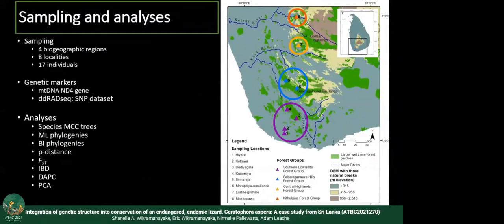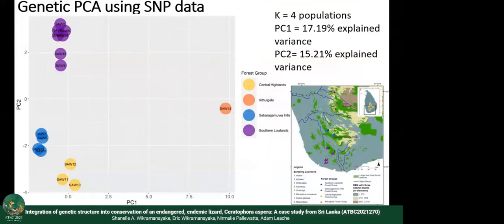We did a genetic DAPC using the SNP data. To do this, we first estimated the number of populations and found that K equaled 4 populations. This was reflected in the genetic PCA that was done for the DAPC, where we found 4 different forest groups: the Central Highlands, Kitulgala, the Sabaragamuwa Hills, and the Southern Lowlands.